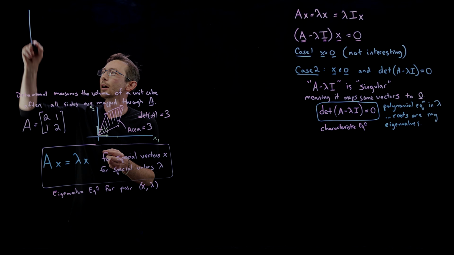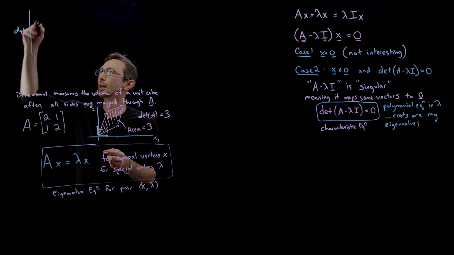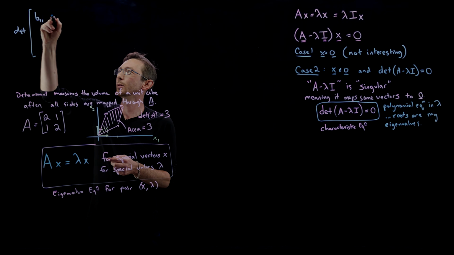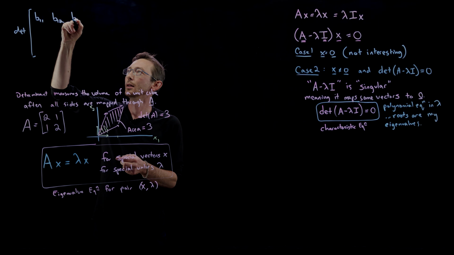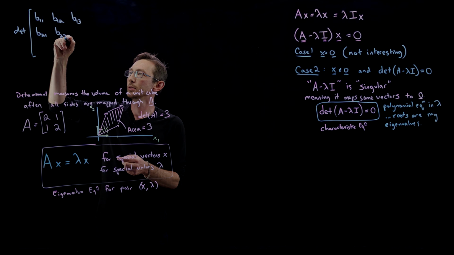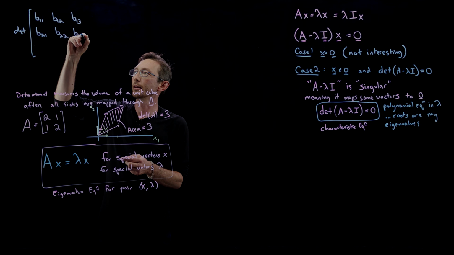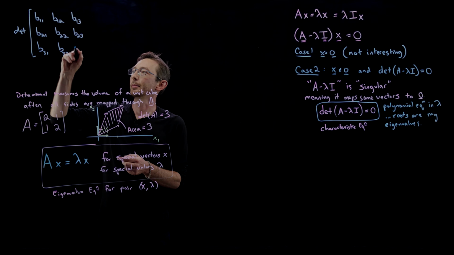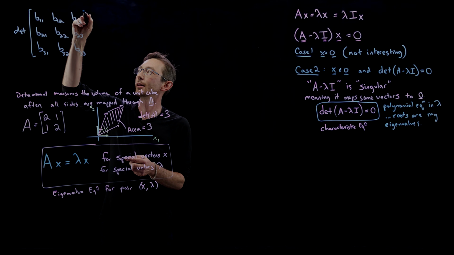I'll show you how to take the determinant of a 3x3 matrix because I think that's important for you to know. So the determinant of a 3x3 matrix when I have, let's say, B11, B12, B13, B21, B22, B23. I'm going to stop talking. I'm not going to stop talking, apparently.